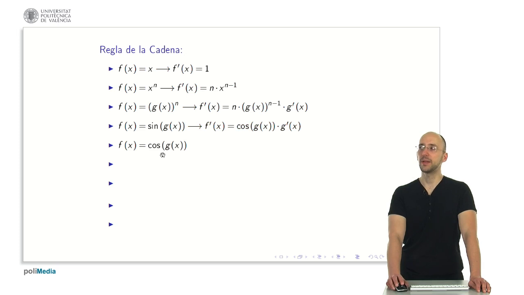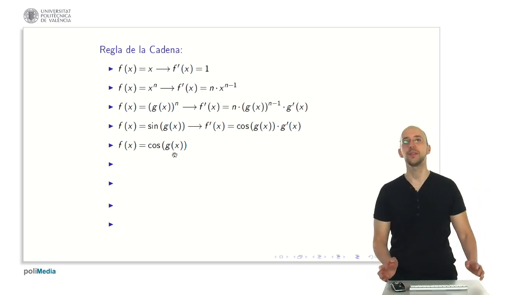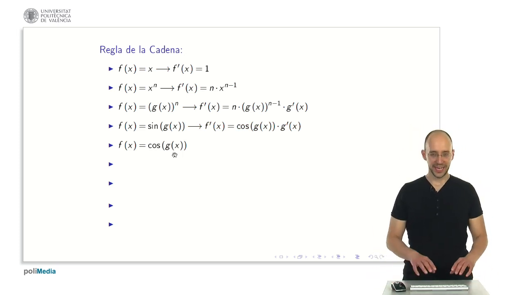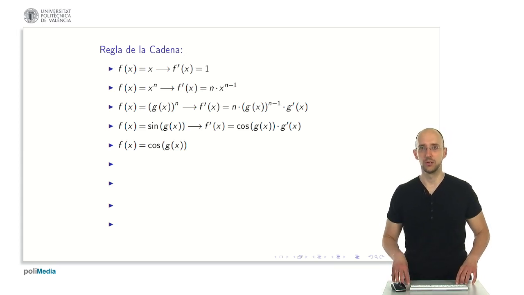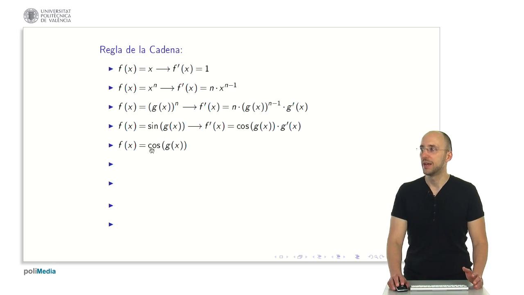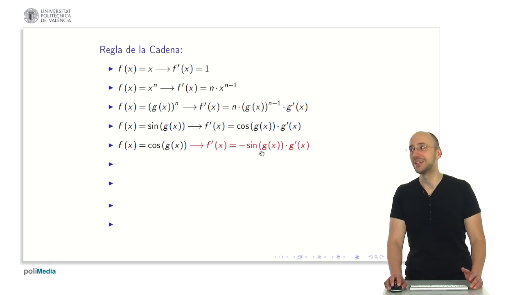Next, let's see what happens with the cosine of g of x. Here I would also need you to remember one thing, that the derivative of the cosine is minus the sine. Look, the derivative of the cosine of a certain function g would result in minus the sine of that function, without further differentiation, multiplied by the derivative of the function g.